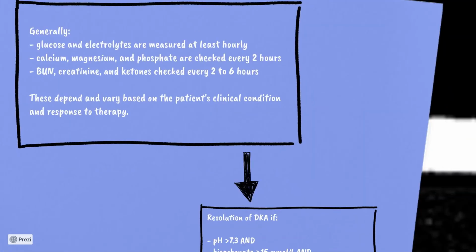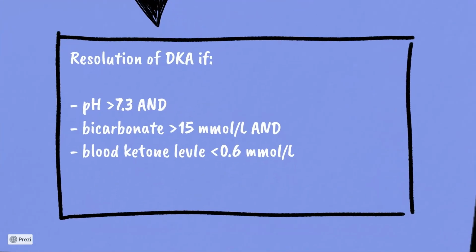The following criteria are used to determine the resolution of DKA: pH greater than 7.3, bicarbonate greater than 15, and blood ketones less than 0.6.